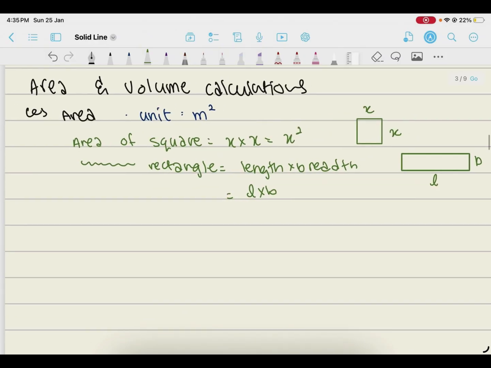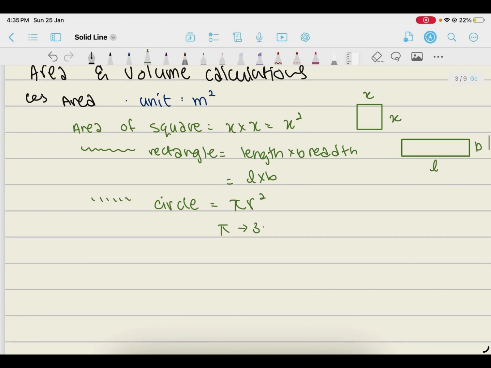Okay, then we have area of circle, and its formula is pi r square. Pi is a constant value. It's also in your calculator, but its first 3 digits are 3.14. Okay, and it's a very long number. Okay, r is the radius of the circle.